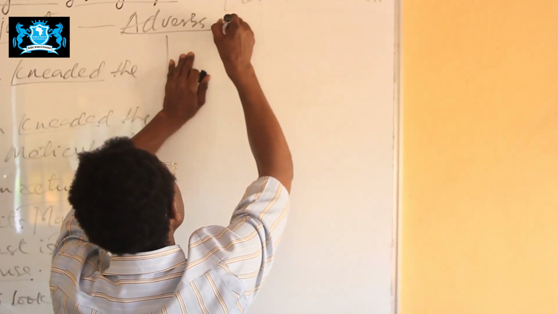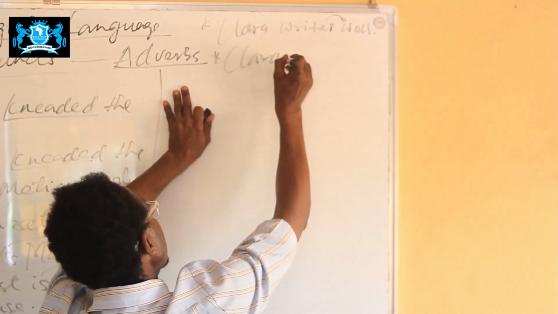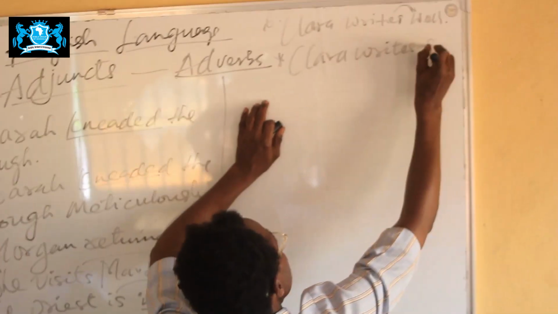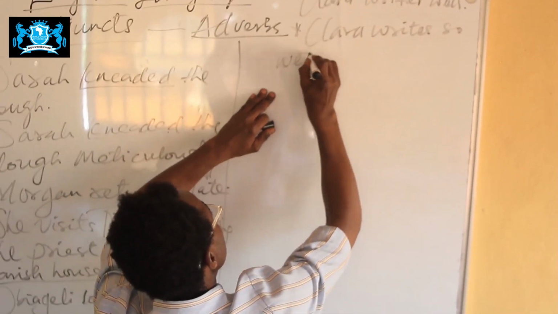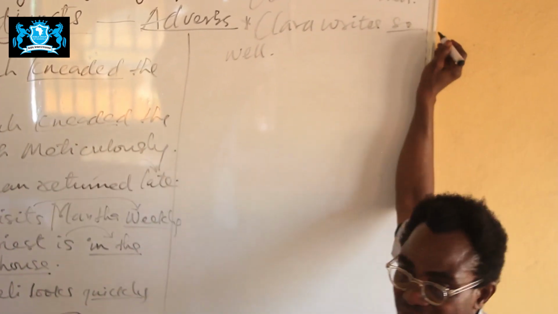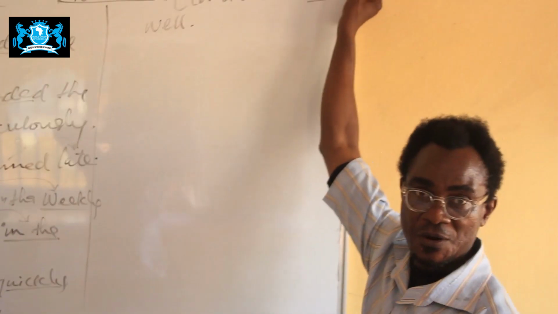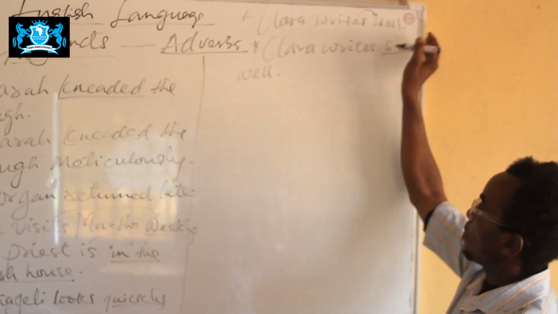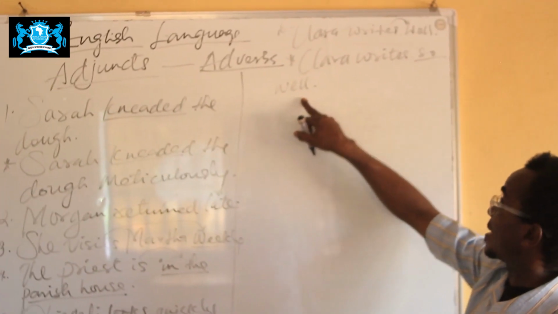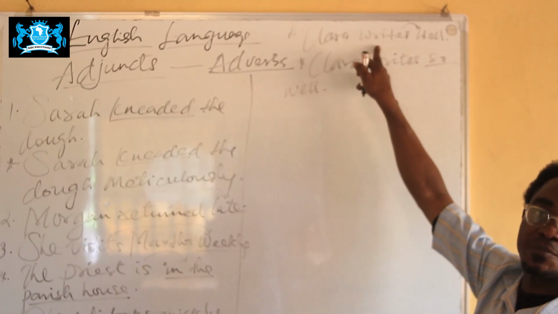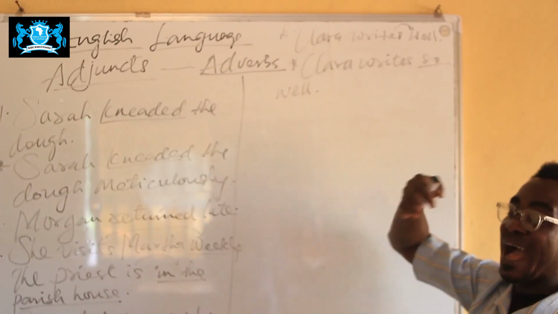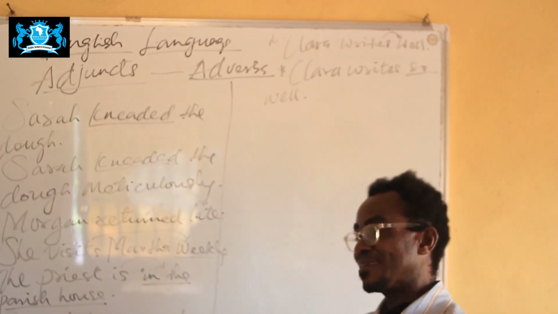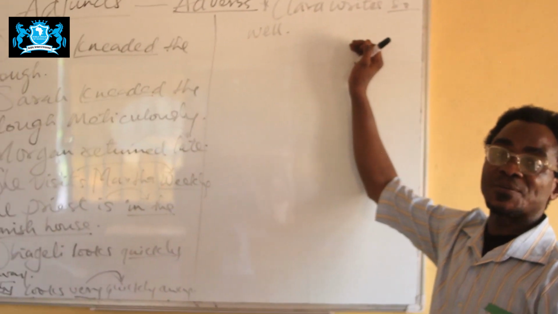If we now say, Clara writes so well. Clara writes so well. Then we have so, an adverb of degree, modifying the adverb well, which is used here to modify the verb write. It tells us how well, or to what extent, to what degree does Clara write well.